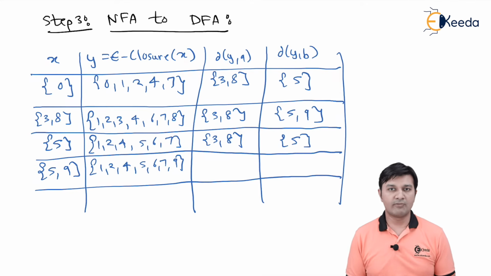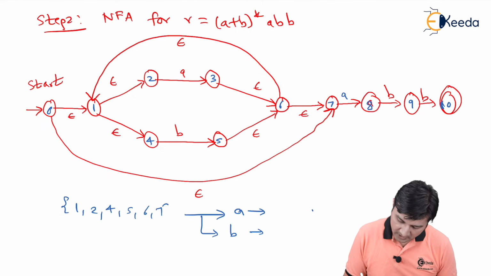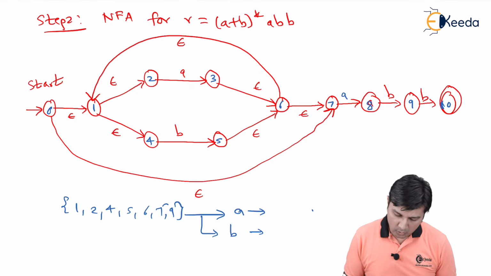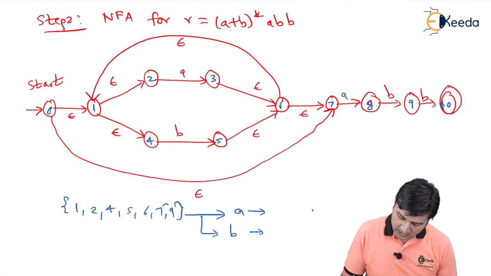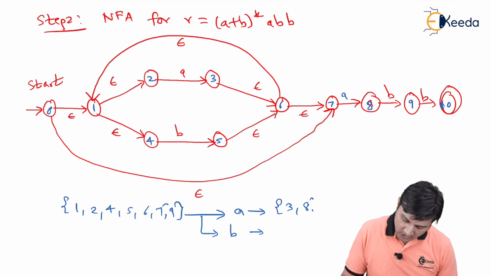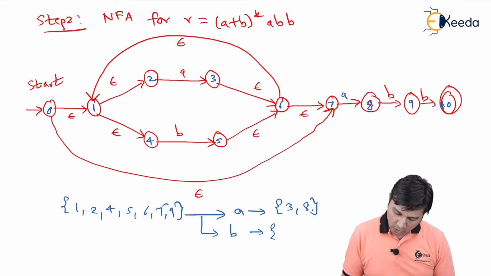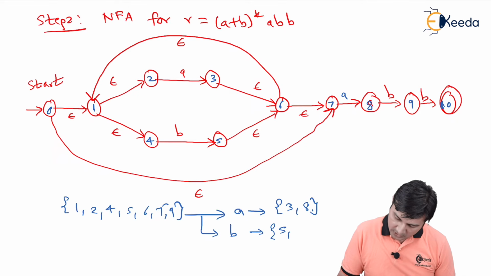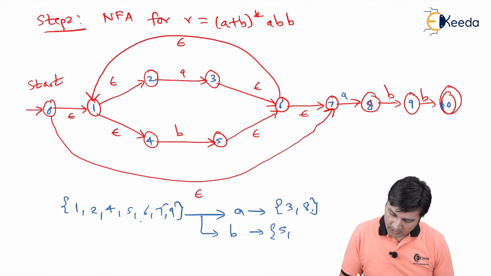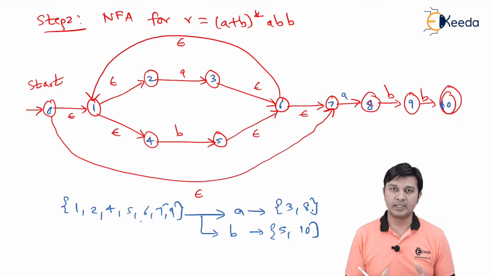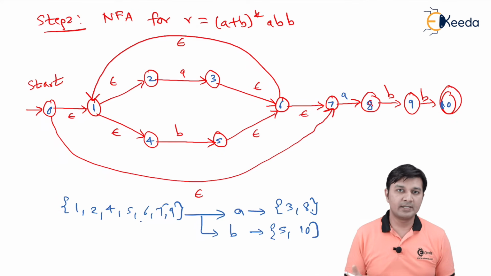Now calculating Y on A and Y on B. Coming back to the diagram, writing 1, 2, 4, 5, 6, 7, 9 over here and looking for transitions on A. So if I directly think of transitions on A, I am again getting 3, 8 over here. Whereas if I look for transitions on B, 1 on B not possible, 2 on B not possible, 4 on B yes going to 5, 6 on B not possible, 7 on B not possible, 9 on B is going to 10. So I can see over here that I am getting a new state. So before moving to that, let's add it in the table.